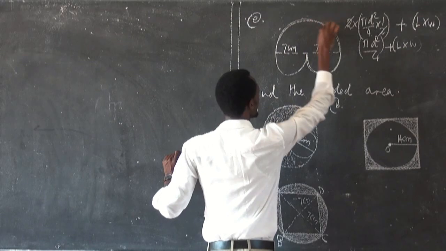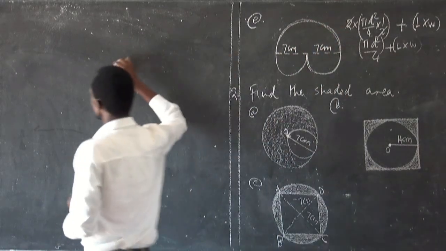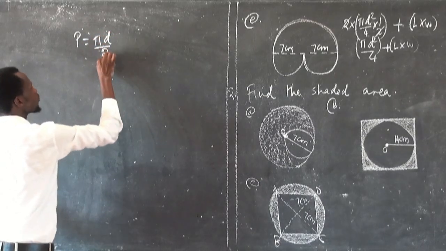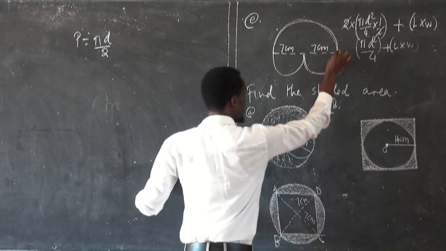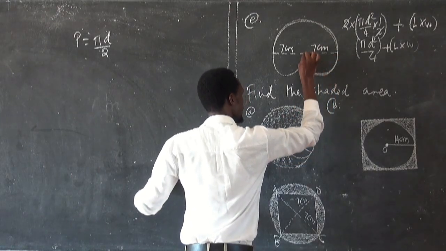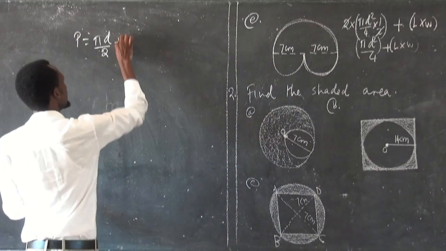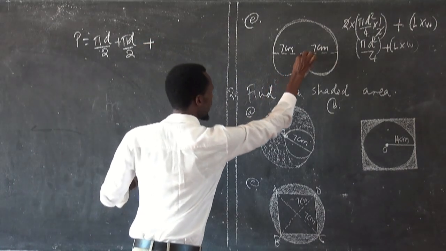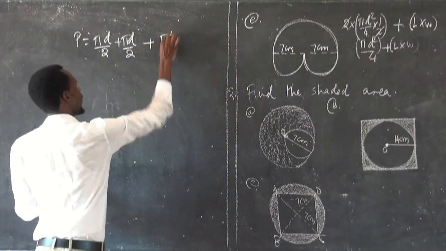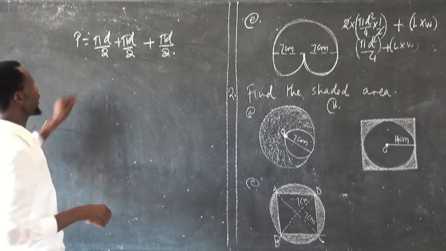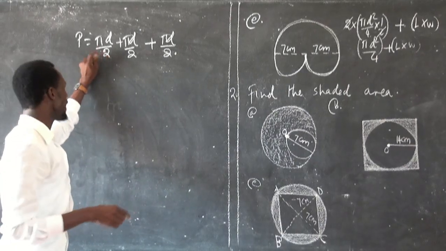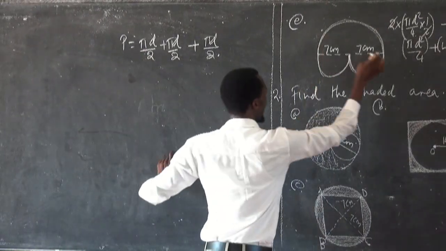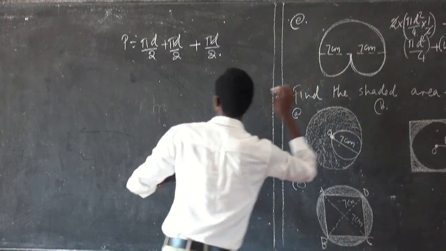This is the first semicircle. Now perimeter is equal now to pi d over 2, then plus the second one here, that is pi d over 2 again. Plus the other one is here, that is pi d over 2. But the difference in this is that they have got different diameters. Now for the first one, the diameter is from here up to here, which now is equal to 14.